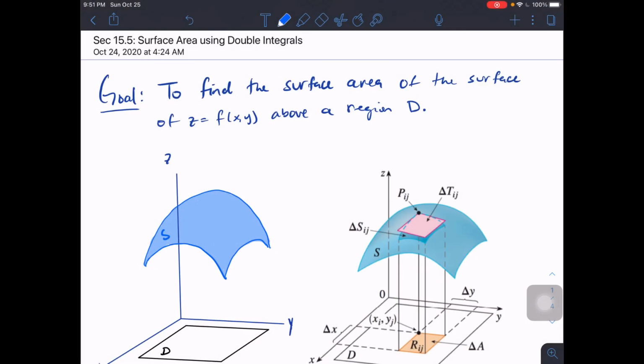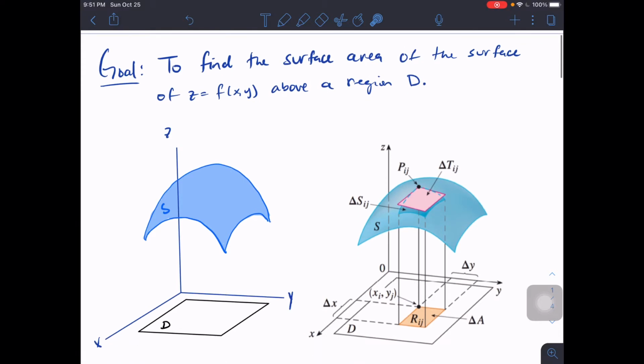How's it going, everybody? So here we have another video covering section 15.5 on surface area using double integrals. And so what we're going to want to do is find the surface area for some surface of a function f where z is a function of x and y, but above a region D.